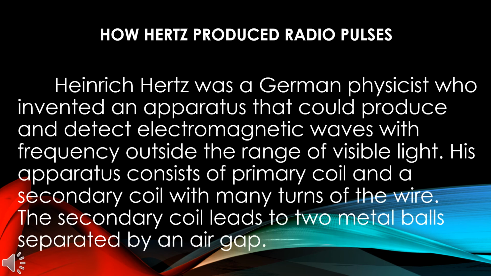How Hertz produced radio pulses. Heinrich Hertz was a German physicist who invented an apparatus that could produce and detect electromagnetic waves with frequency outside the range of visible light. His apparatus consists of a primary coil and a secondary coil with many turns of wire. The secondary coil leads to two metal balls separated by an air gap.